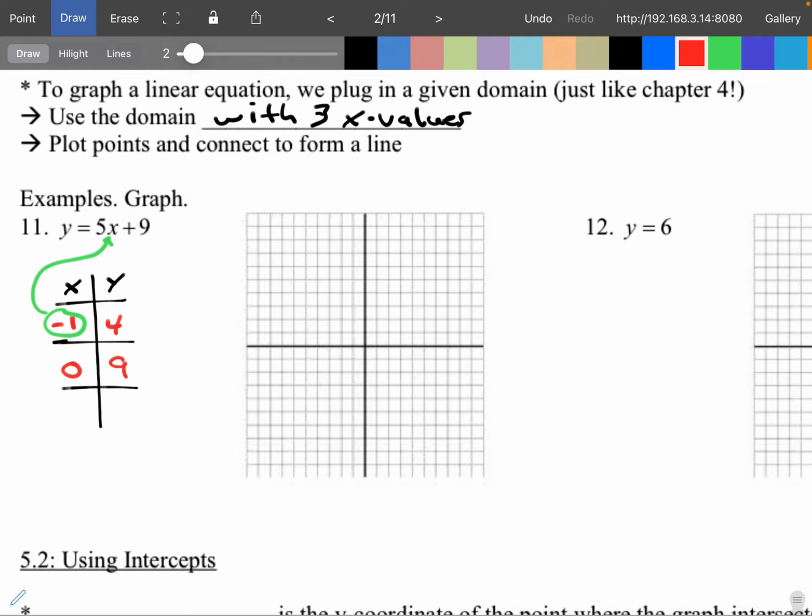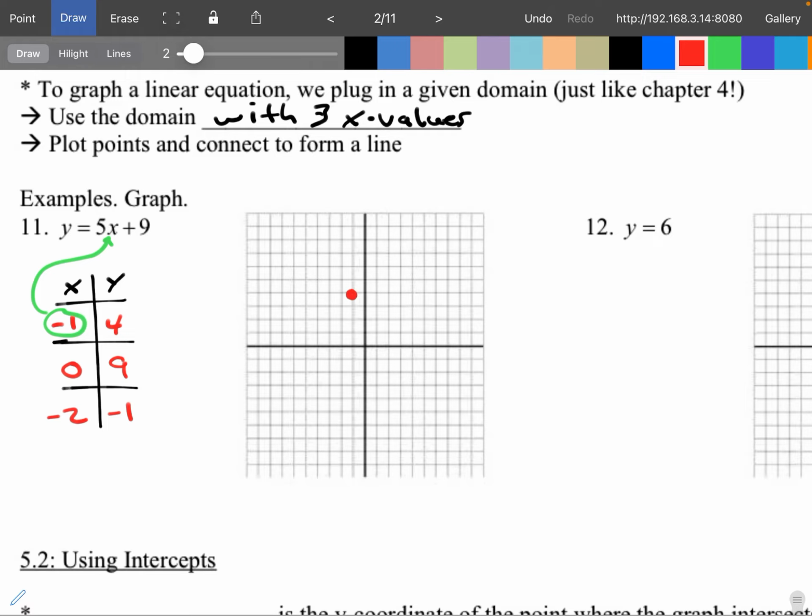All right, and then anybody got another one? Yeah, 0 would be good. I like that. 0, 5 times 0 is 0. 0 plus 9? 9. And then another one. Well, we don't want to do positive 2, right? Because that's going to give us 10 plus 9 is 19. Negative 2, yeah. Negative 2 would be good. So if you plug in negative 2, what's 5 times negative 2? Negative 10 plus 9. Negative 1. All right, there you go.